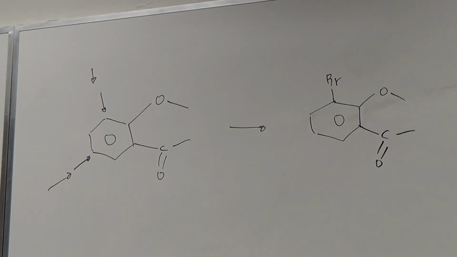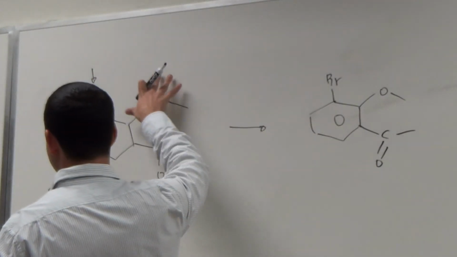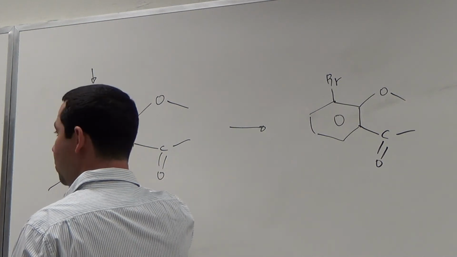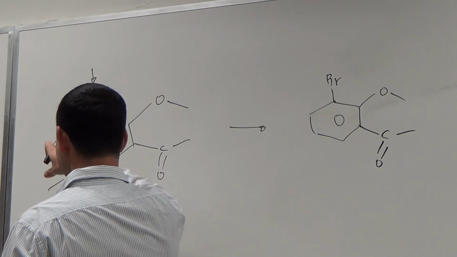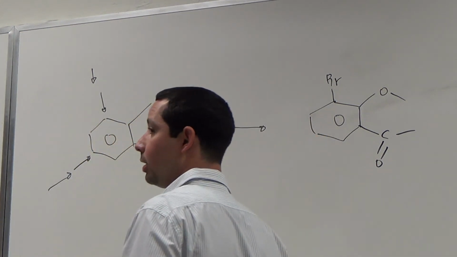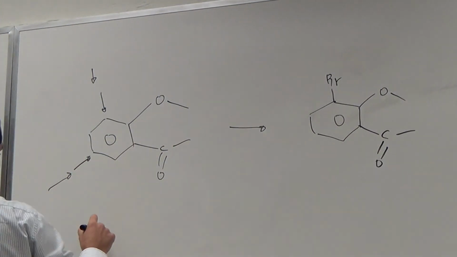But it's going to be on the less hindered carbon. We want the bromine to go here. This side happens to be more hindered. So because both groups are directing here and it's less hindered, the incoming group bromine is going to go here. Not good, I can't make this unless you block it. Damn right you block it.